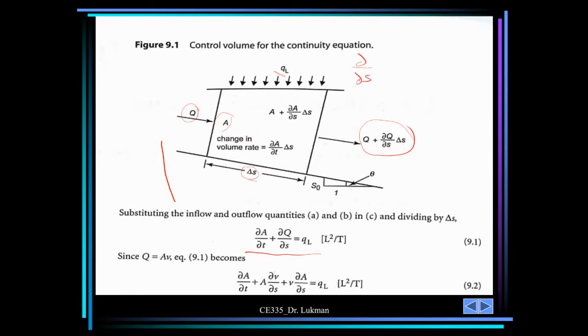Del by del S of AV. We use the product rule: A del V del S plus V del A del S, keeping one constant and differentiating the other, and giving the other constant and differentiating this, isn't it? So this is exactly what we have. This is the expansion of this one here, using the product rule.